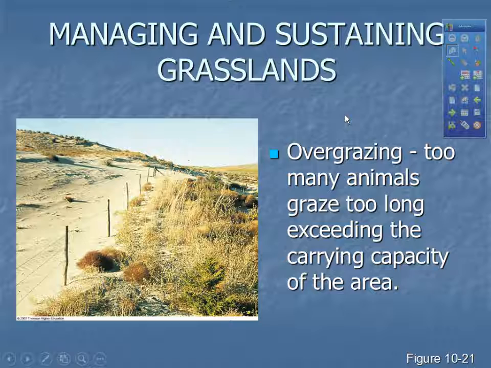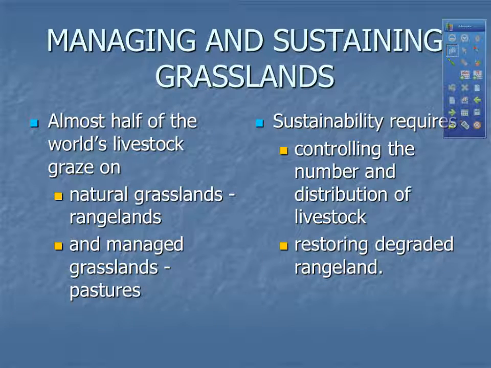Okay, so grasslands. Overgrazing is when too many animals graze for too long and exceed the carrying capacity of that area. Half the world's livestock graze on natural grasslands called rangelands, or managed grasslands called pastures. And so those are the two differences there. Rangeland is natural, pasture is man-made.